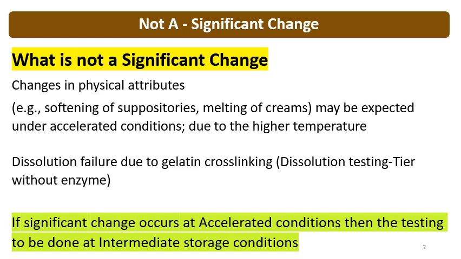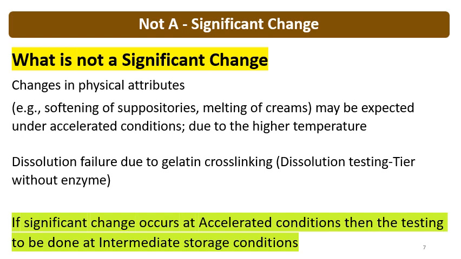Also, dissolution failure due to gelatin cross-linking will not be considered as a significant change if the product passes the dissolution test with dissolution media containing the enzymes. If dissolution is performed on 6 units in the media without enzyme, and if the dissolution fails, then it will not be a failure. So this criteria will be clearly written down into the protocols, and as per the protocol remarks and precautions, the significant change will not occur or be considered.